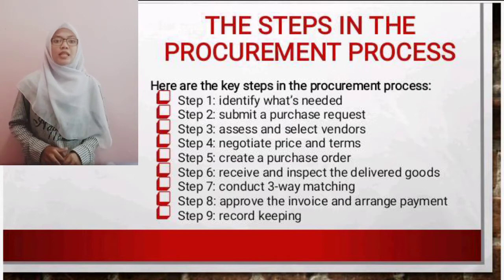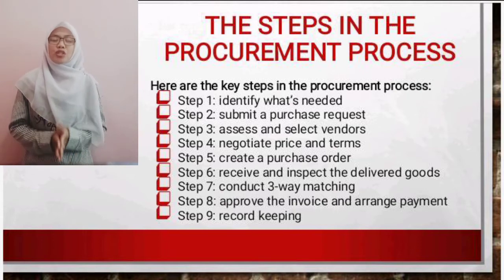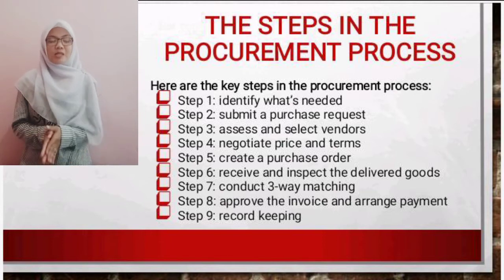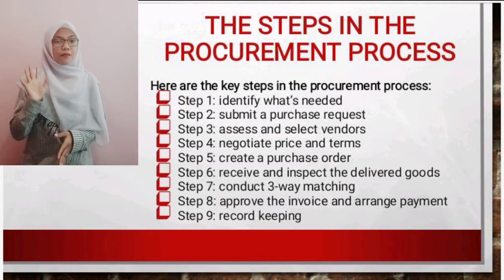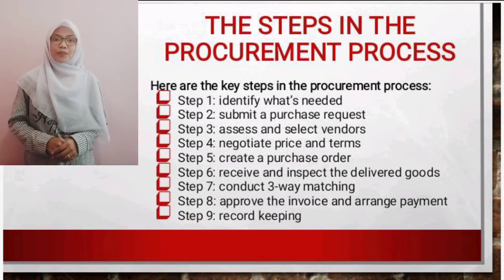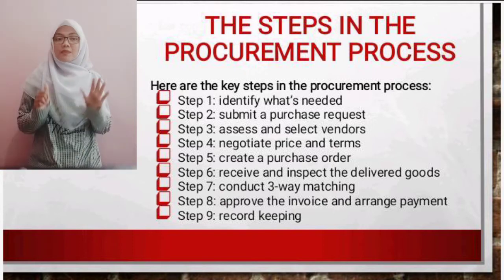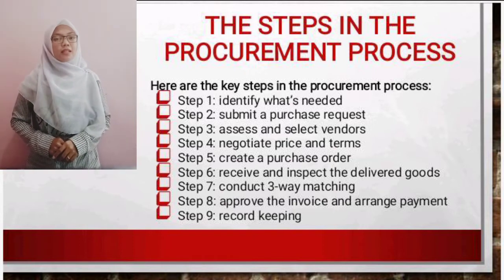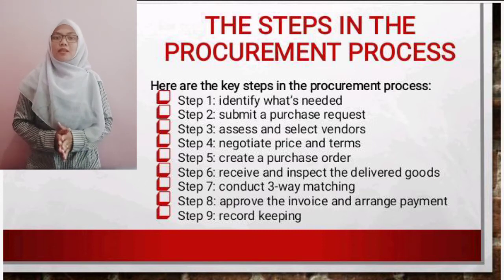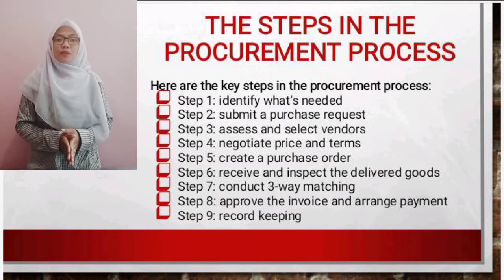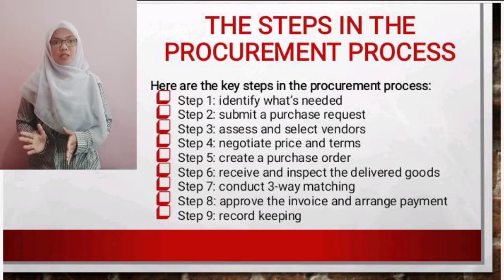Step 4. Negotiate price and terms. After choosing a supplier, the procurement team will negotiate the best price and specific terms, for example delivery times for the purchase. Step 5. Create a purchase order. A purchase order is a formal contract used to buy the product. Step 6. Receive and inspect the delivered goods. Once delivered, the receiving company is responsible for inspecting the product and accepting receipts.